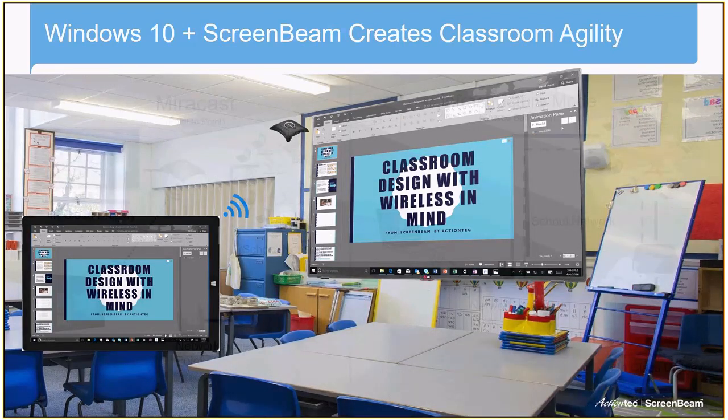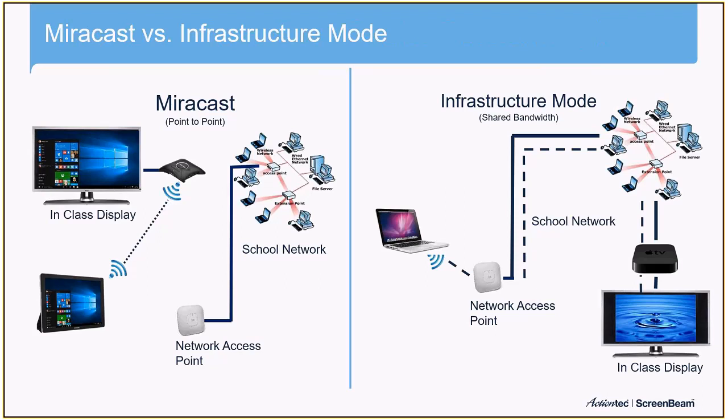A popular question that people ask me is, how do you actually connect a Windows 10 device to ScreenBeam? The answer is a point-to-point technology called Miracast. Miracast is already built into Windows 10 and ScreenBeam, so that means you don't have to install any additional drivers or software. When you connect to a ScreenBeam receiver, the school network bandwidth is untouched as content is streamed from the computer to the display.